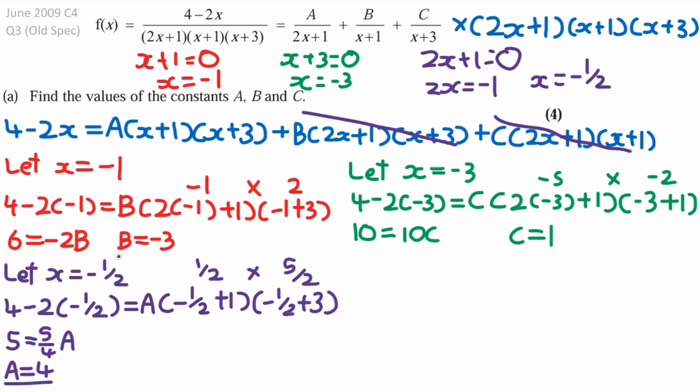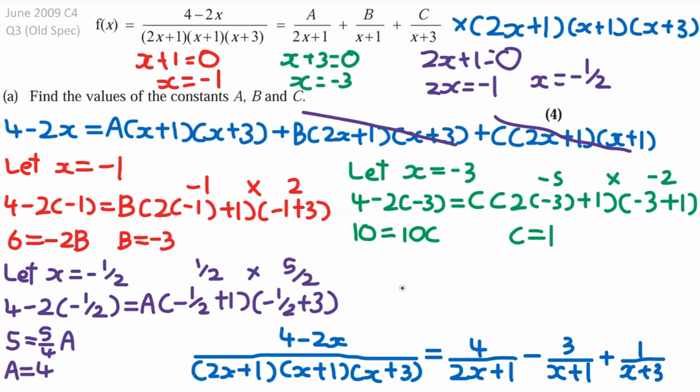So we found a, b, and c, so therefore we can write this fraction here as the partial fractions 4 over 2x plus 1 minus 3 over x plus 1 plus 1 over x plus 3.